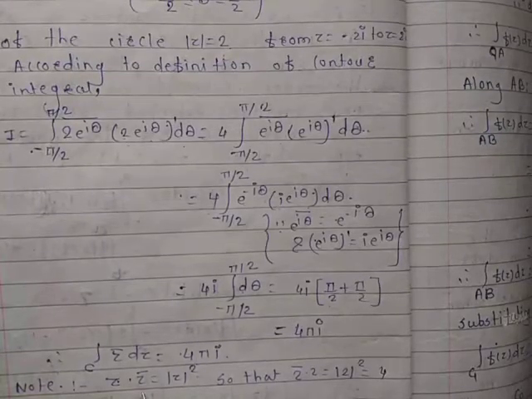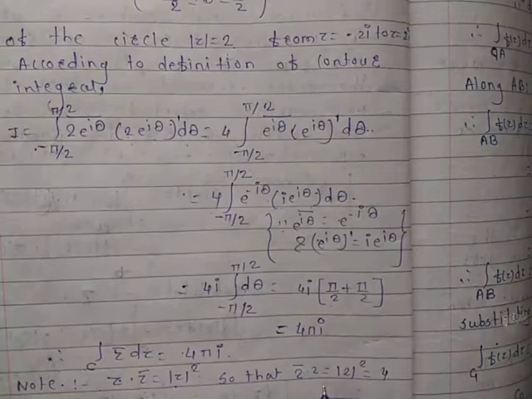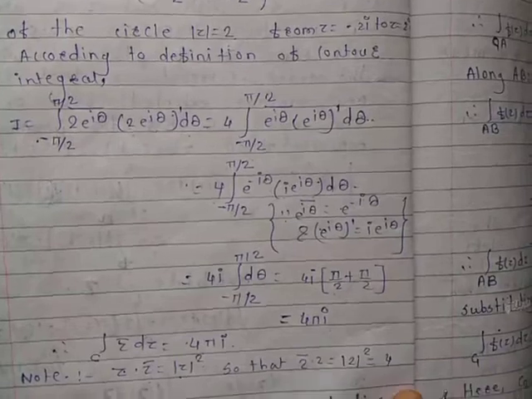Students, note that z into z bar is equal to modulus of z square, so that z bar into z is equal to mod z square, which is equal to 4.